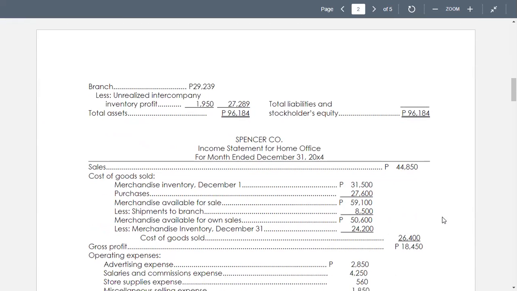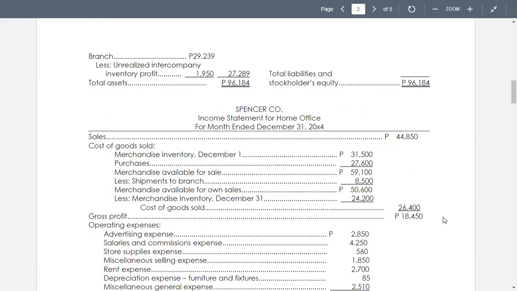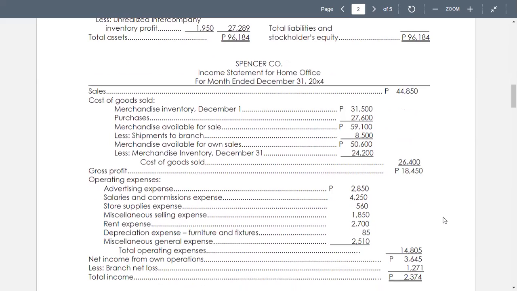But anyway, with our liabilities and shareholders' equity, again, we have 96,184. And for the income statement of the home office, we now begin with sales. Then you have cost of goods sold, inventory beginning, add purchases. We deduct shipments at cost and deduct merchandise inventory end. So you get your cost of goods sold, 26,400, the gross profit is 18,450. We deduct the operating expenses.